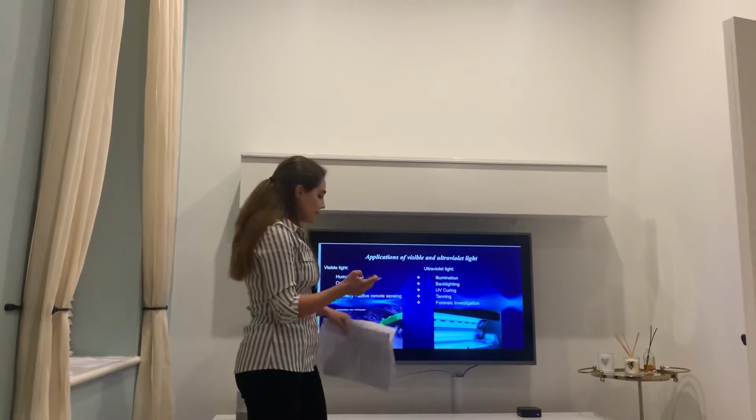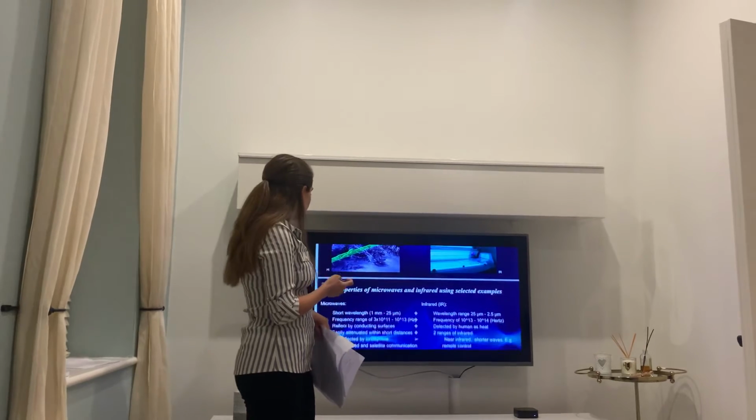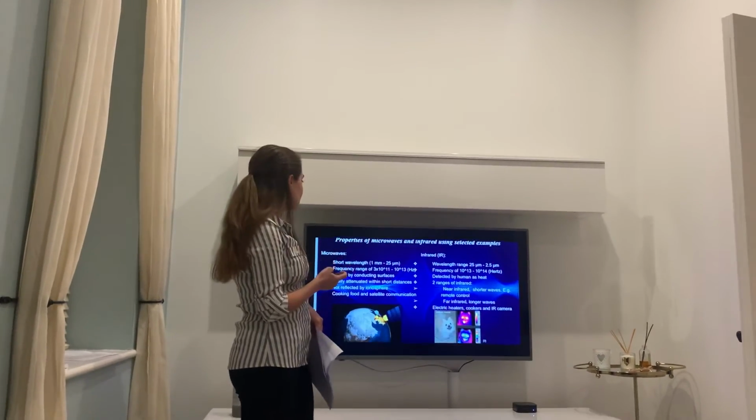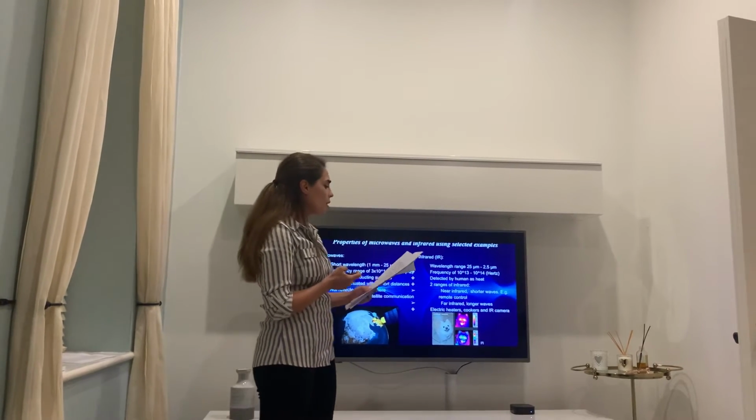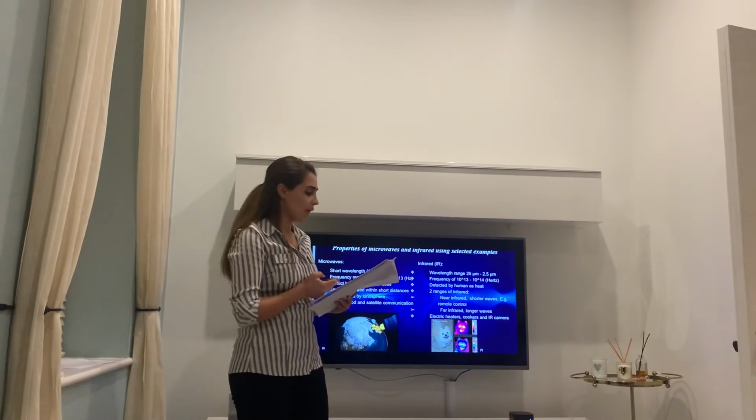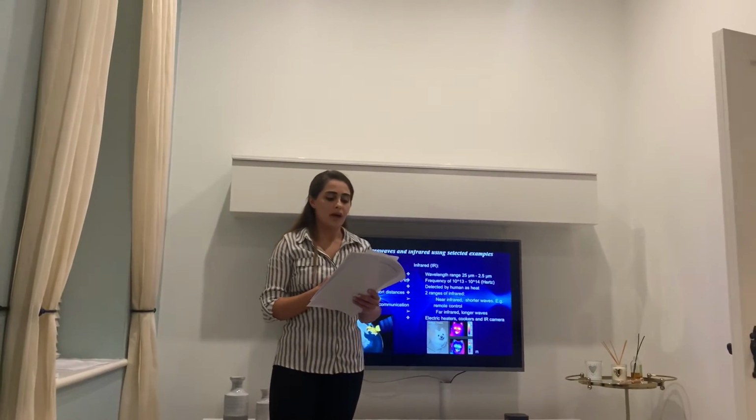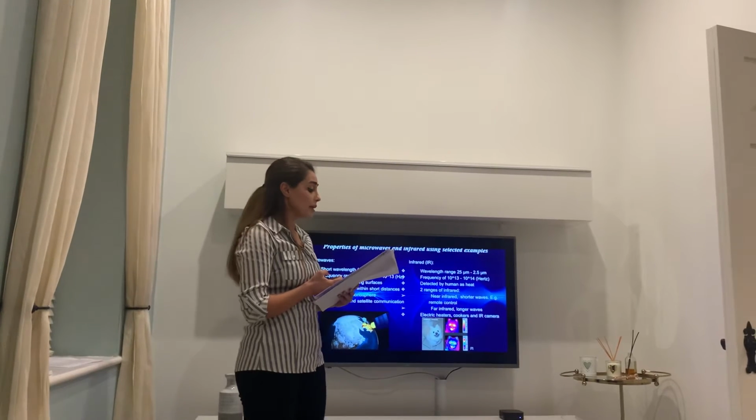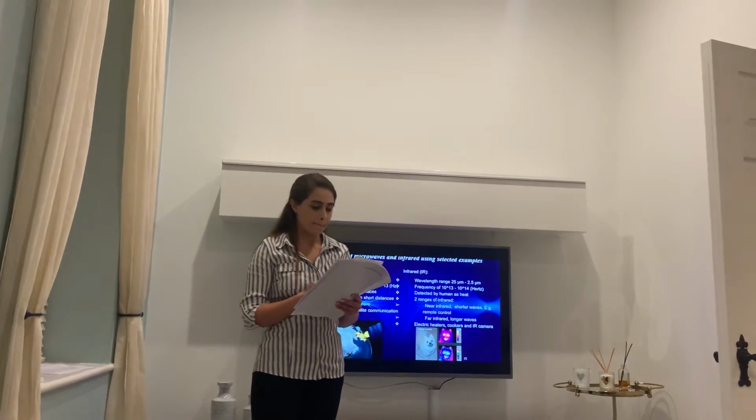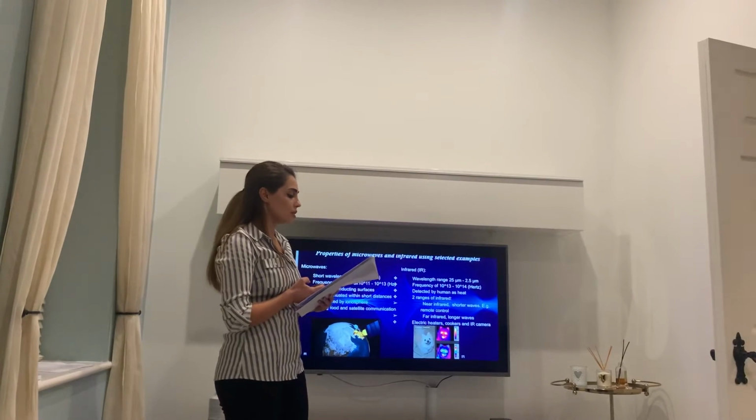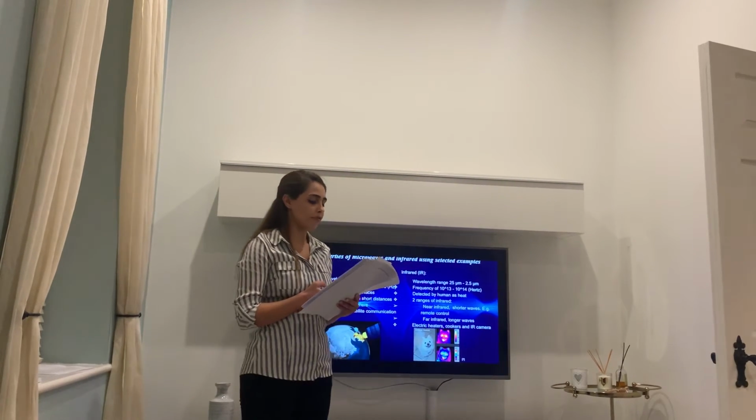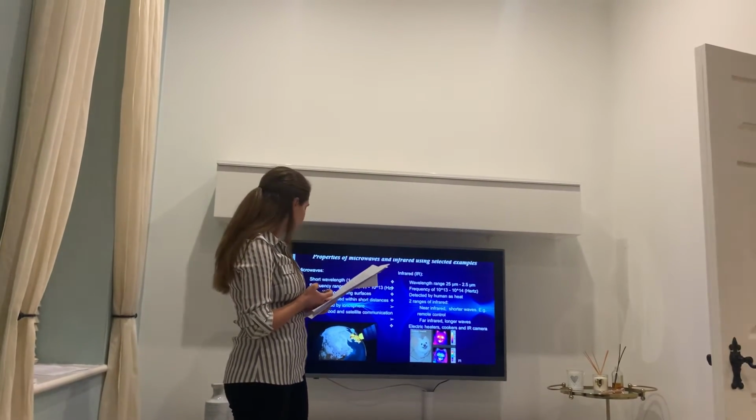Moving on to the next slide. Properties of microwaves and infrared using selected examples. Microwaves are waves that radiate electromagnetic energy with a shorter wavelength. Microwaves are not reflected by the ionosphere. Microwaves travel in a straight line and are reflected by conducting surfaces. Microwaves are easily attenuated over shorter distances. Microwave currents can flow through a thin layer of cable.